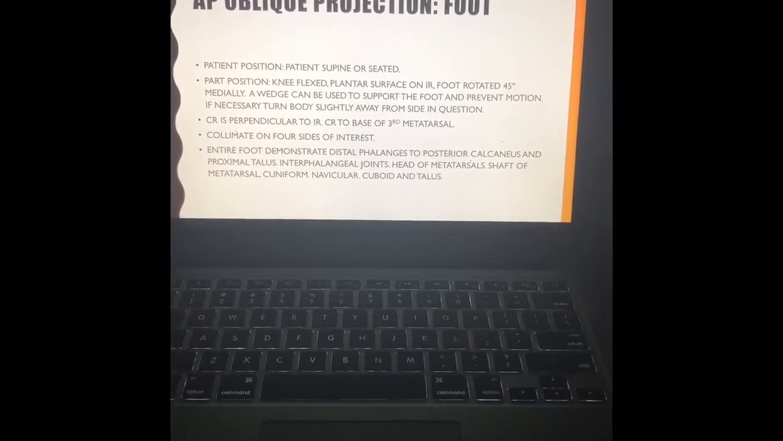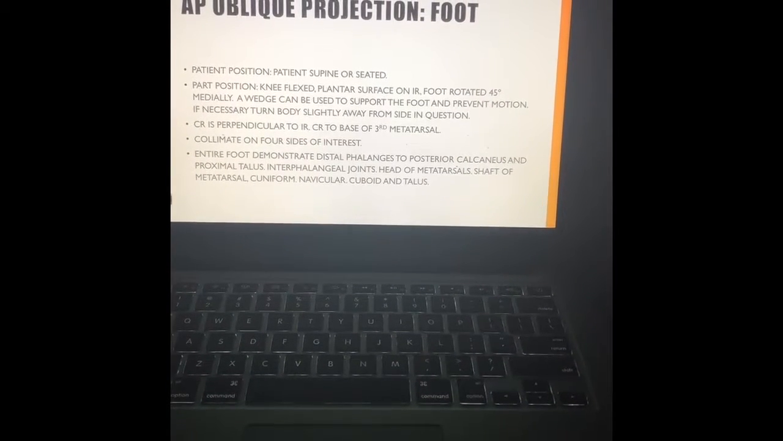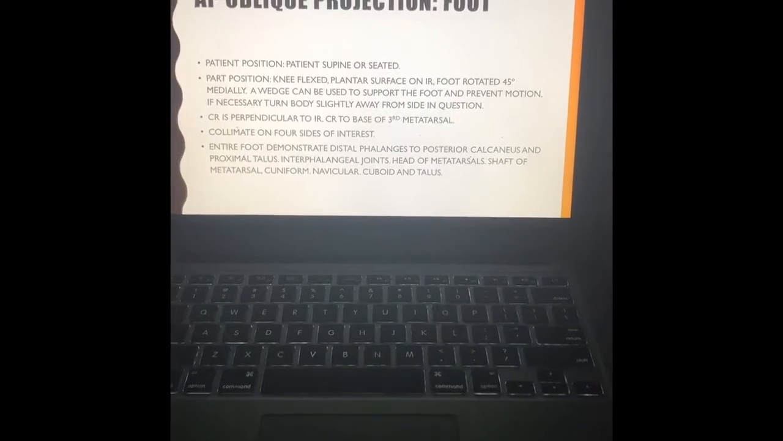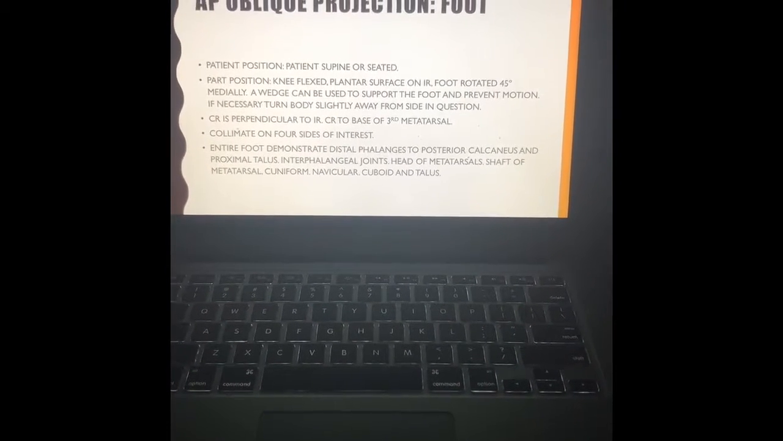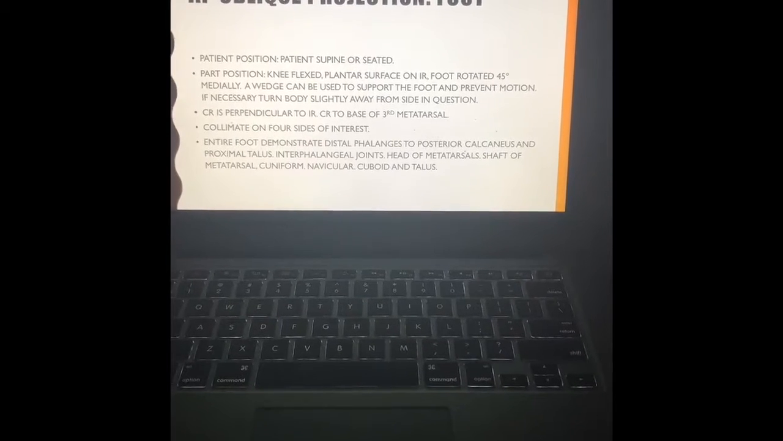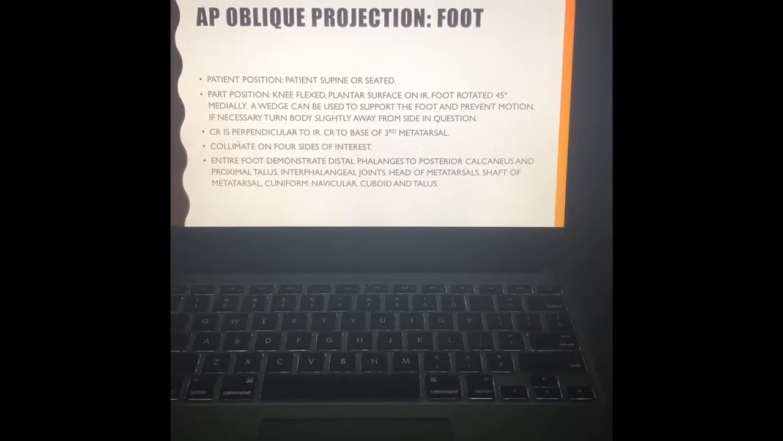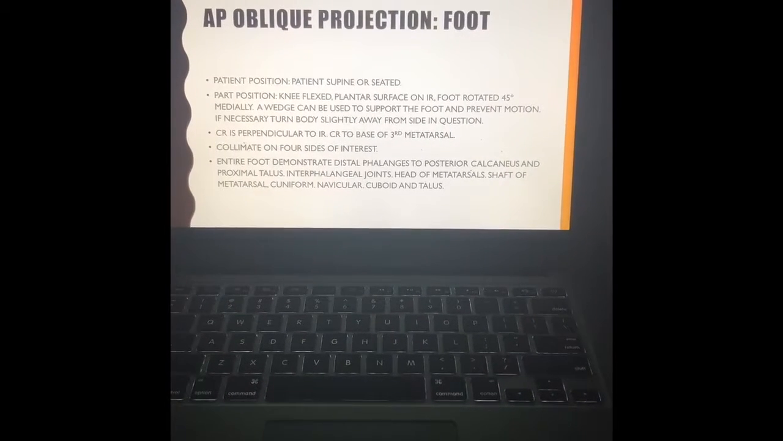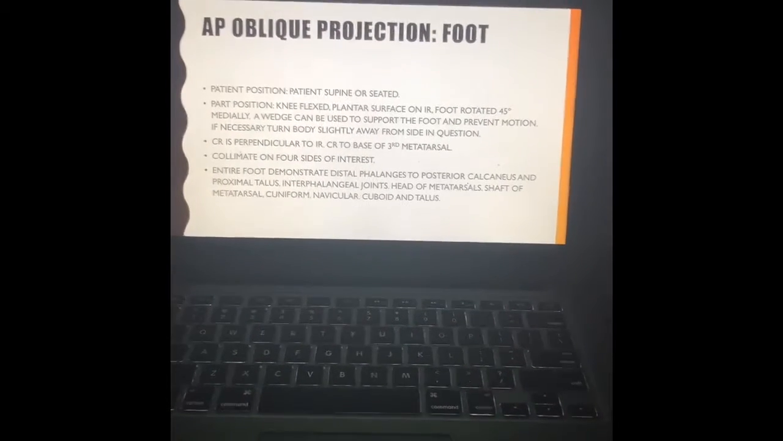The entire foot is demonstrated. You can see the distal phalanges to posterior calcaneus and proximal talus, the interphalangeal joints, the head of the metatarsals, shaft of the metatarsals, the cuneiforms, the navicular, cuboid, and talus.